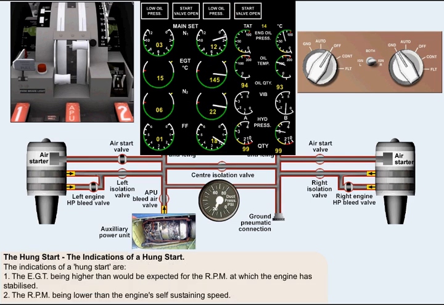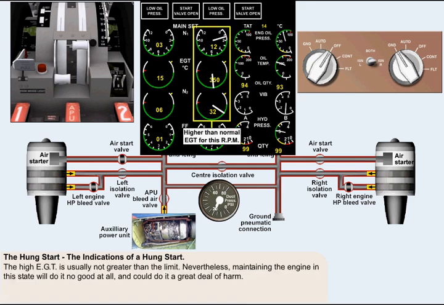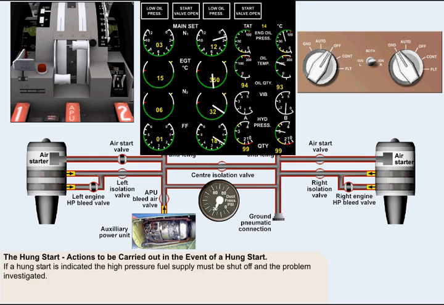The indications of a hung start are the EGT being higher than would be expected for the RPM at which the engine has stabilized, and the RPM being lower than the engine's self-sustaining speed. The high EGT is, however, usually not greater than the limit. Nevertheless, maintaining the engine in this state will do it no good at all, and could do it a great deal of harm. If a hung start is indicated, then the high-pressure fuel supply must be shut off and the problem investigated.